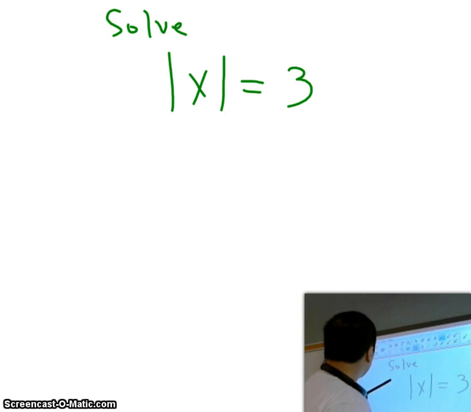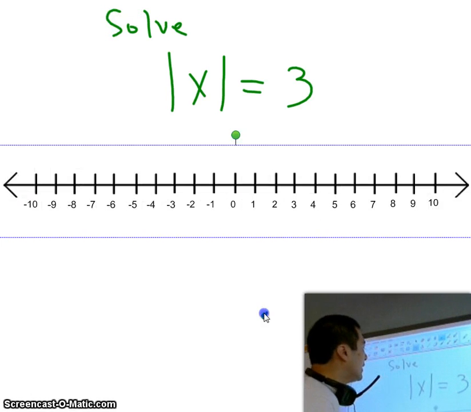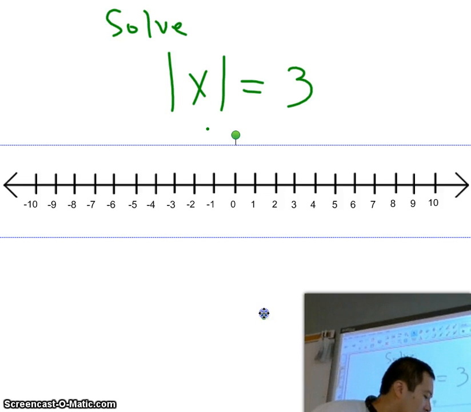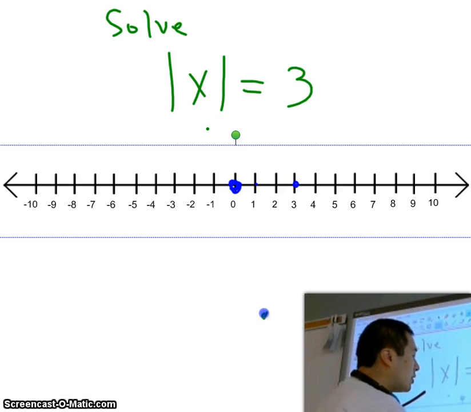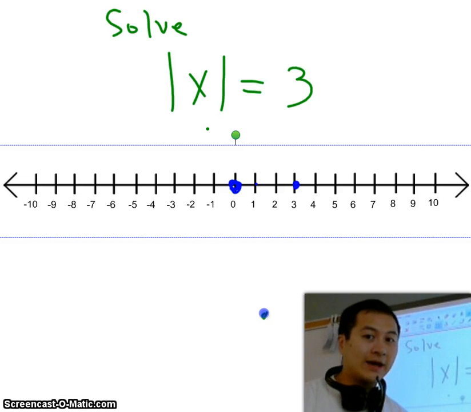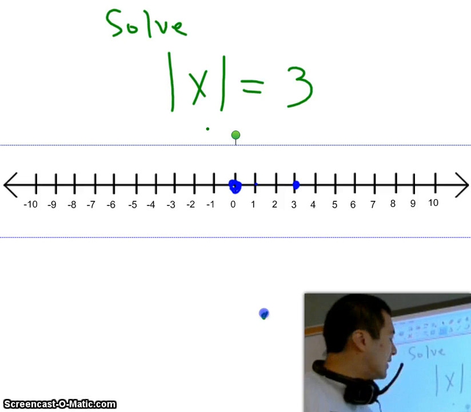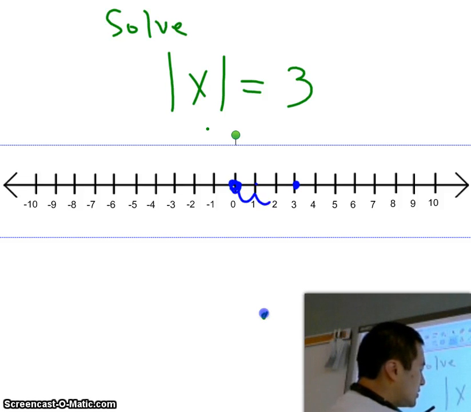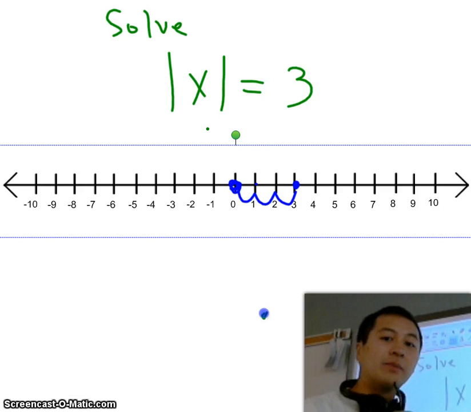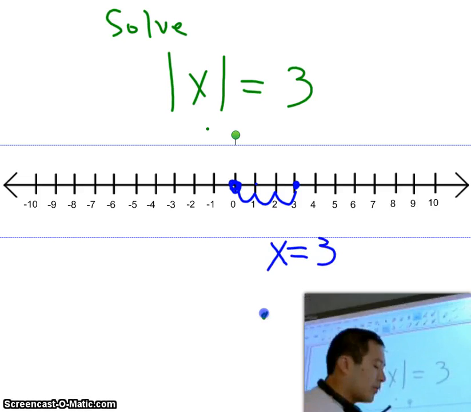So take a look. If I have my number line out, distance of 3 from 0. So, if I'm at 0, I could go 1, 2, 3 on the right side. So actually, if I tell someone to walk a distance of 3, they go, well, which way? They could walk to the right. So if you walk 1, 2, 3 to the right, your position is 3. So your answer is x equals 3.